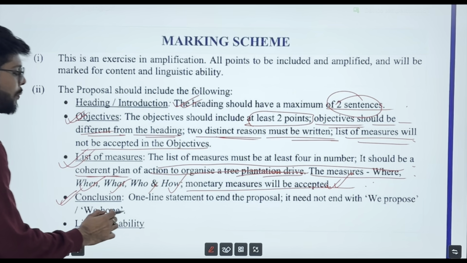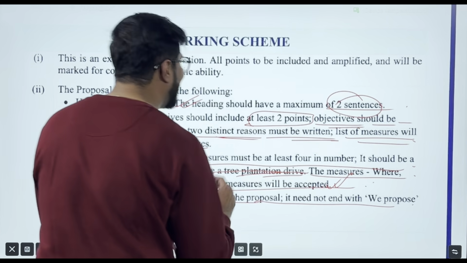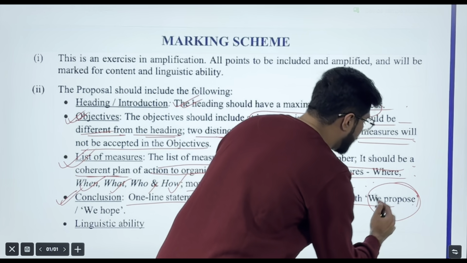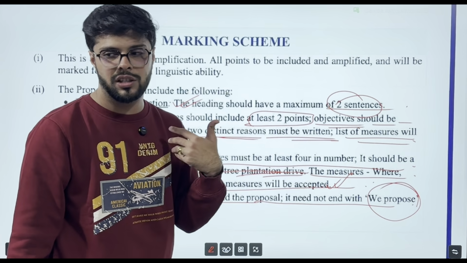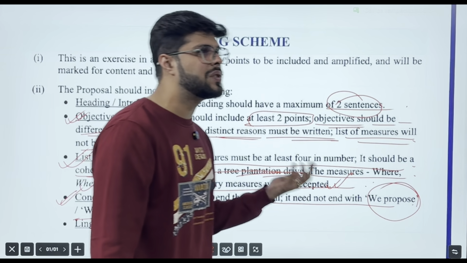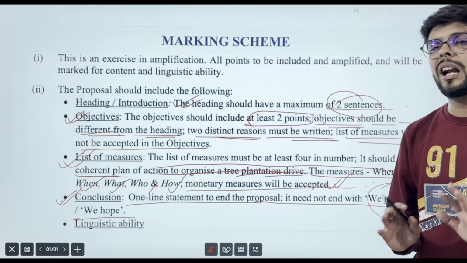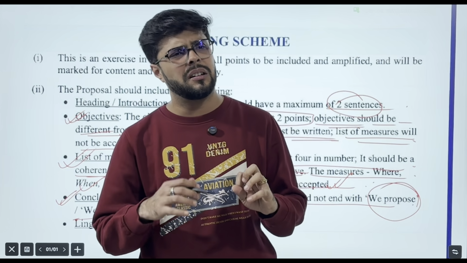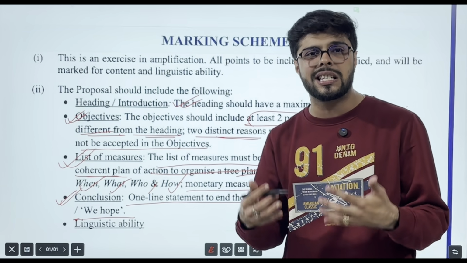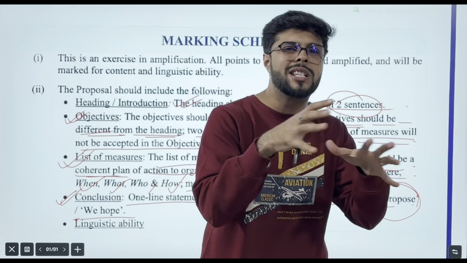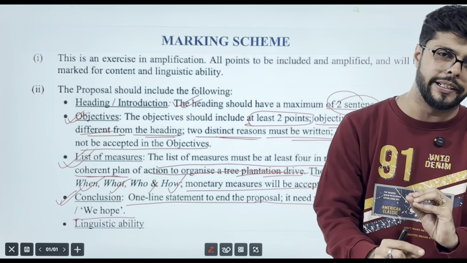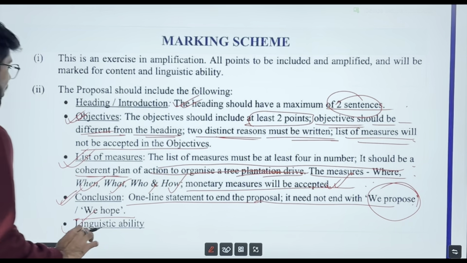And in the concluding line, a one line statement to end the proposal, it need not, it's not saying should not, it's saying need not. You cannot end your proposal with "we propose" because you write that in the introduction part. On the other hand, "we hope", now since the council is not wanting you to write "we hope", try not writing it, rather "looking forward to a favorable response" or "looking forward to the earliest acceptance of the proposal so that so and so things can be done." That kind of a concluding statement would be more appreciated. Okay. And 1 mark will be for your linguistic ability.